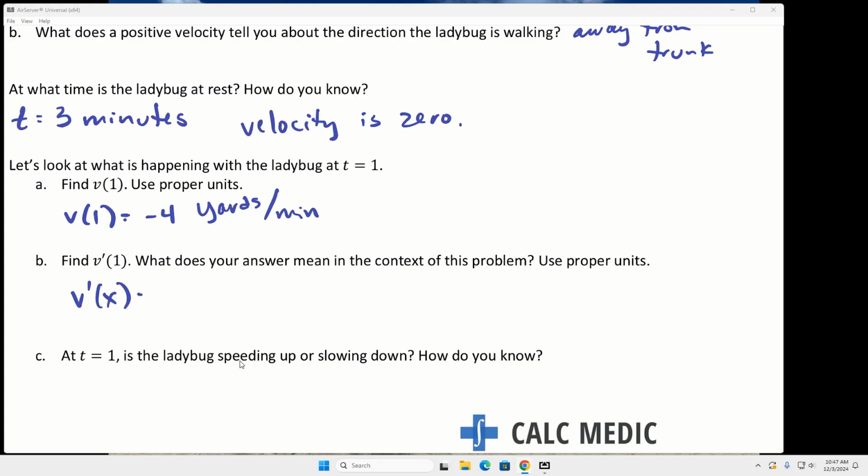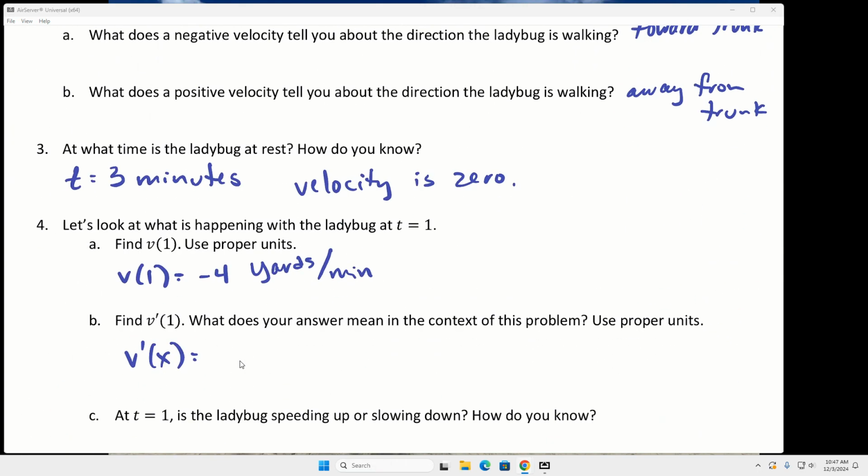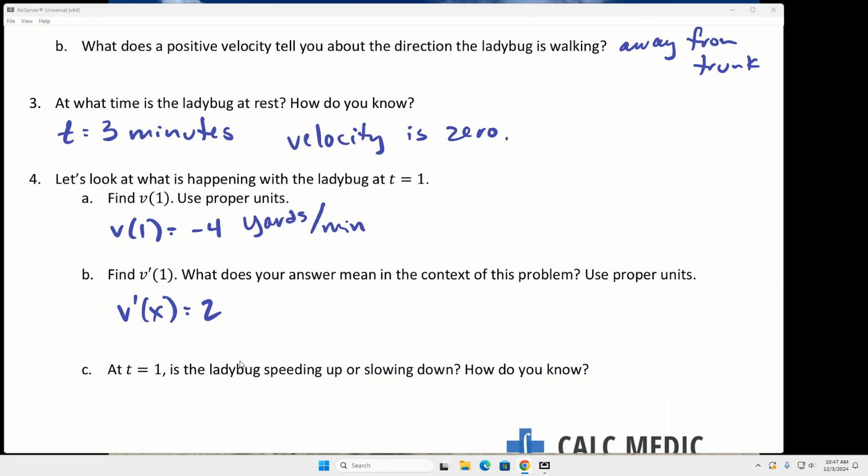All right, and then v prime of 1. What about v prime of x? What is that? Acceleration. And what is it equal to? Just 2. It is also equal to s double prime. And so that means the acceleration is 2.